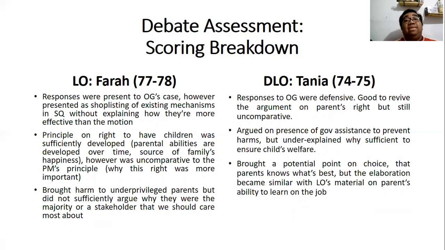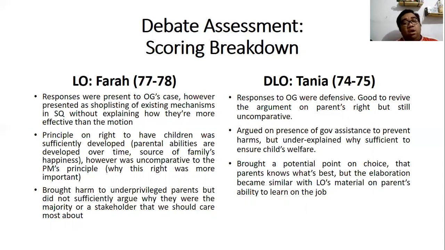However, they were presented as shoplifting of existing mechanisms in status quo without really explaining how they're more effective than the motion. So when they talked about welfare, how they talked about social services by the government, these are possible alternatives, but not really explaining why they are effective, therefore debunking the necessity of the motion. The second reason is we felt that a Leader of Opposition developed the principle very sufficiently on the right to have children. For example, the analysis on parental abilities are developed over time. They are a source of family's happiness. We felt that it was well constructed in terms of like a principal argumentation.